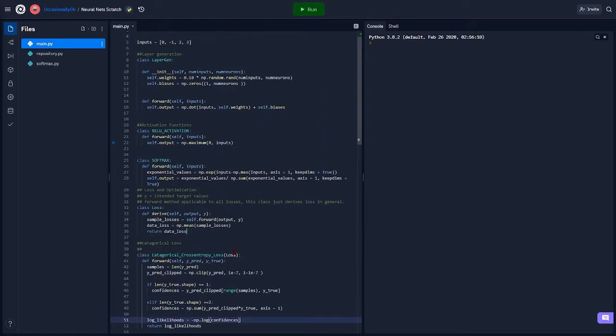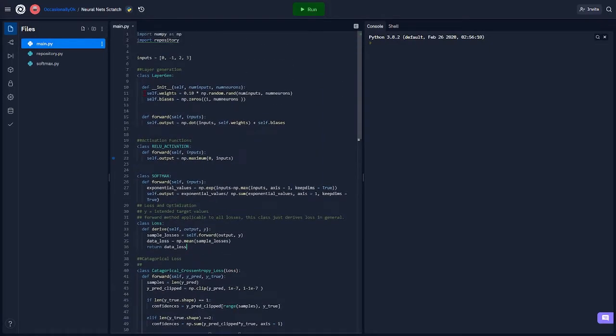Alright, so let's take a look at some of the new code we implemented. I also added some labeling for all of our parts of the neural network. So this is the layer gen part, these are the activation functions, and now this is the loss. There are a couple of notes as well. So Y, for our purposes, is the intended target values, and output is just the output for the softmax function.